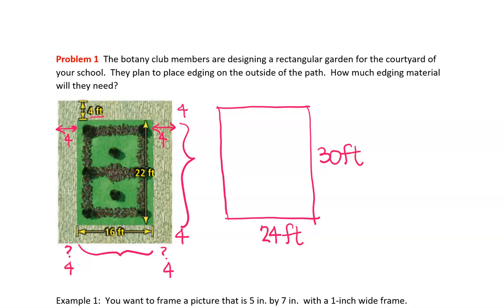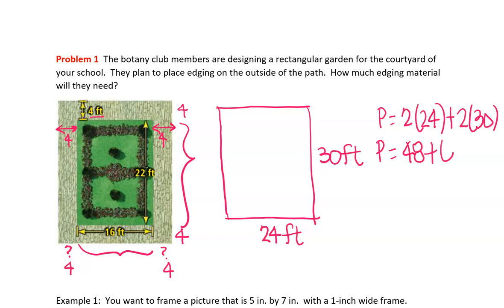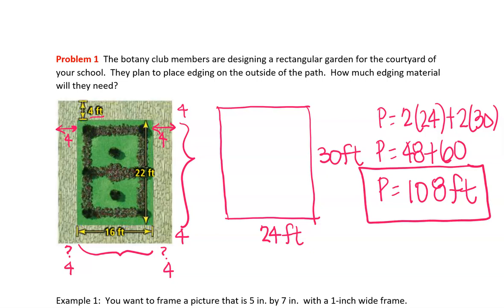How much edging? Edging is perimeter. So perimeter equals 2 times 24 plus 2 times 30. So your perimeter would be 48 plus 60, which is 108. Perimeter is labeled just whatever the unit is. Make sure that you are also showing your work, which would be your 2 times 24 plus 2 times 30.